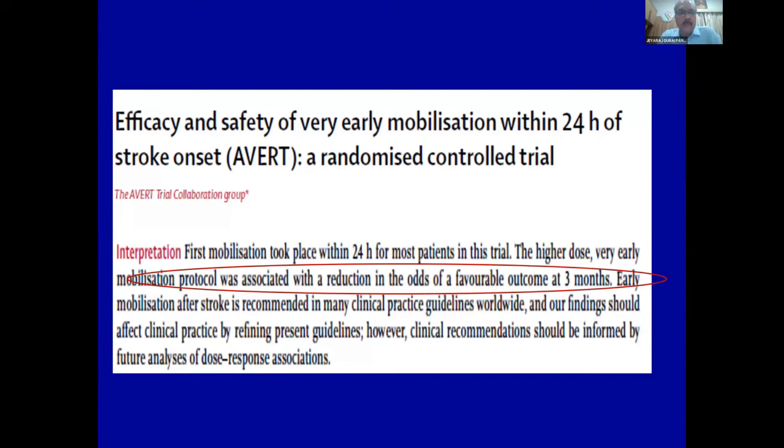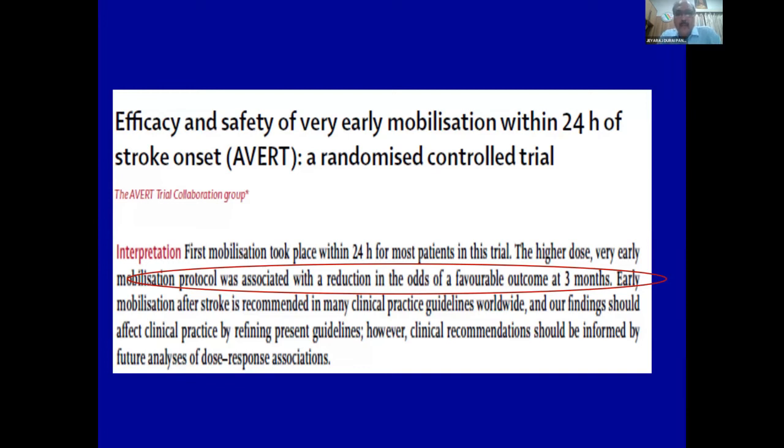And there is a trial called AVERT DOSE, which is ongoing. India is also participating, where the time duration and dose of the exercises are being tested in AVERT DOSE after 24 hours.